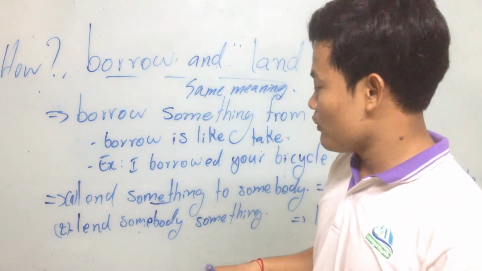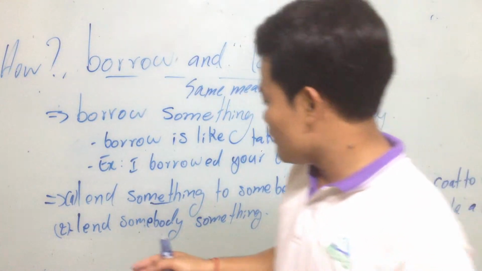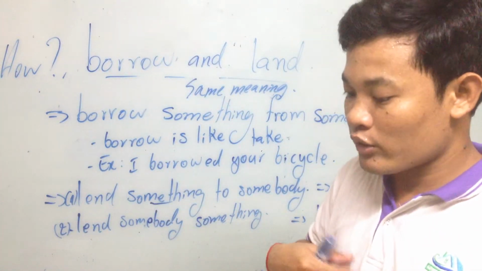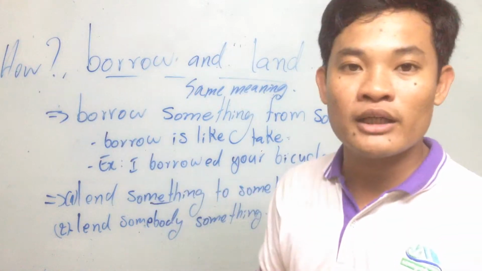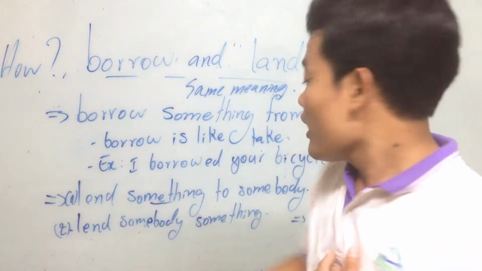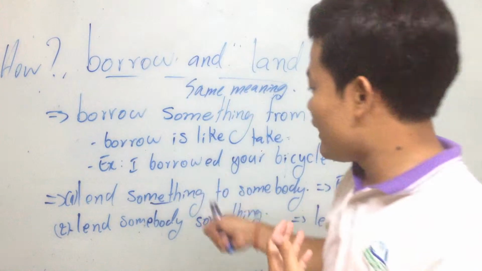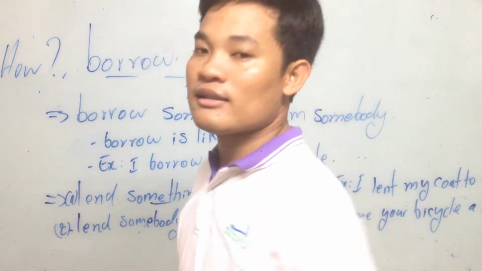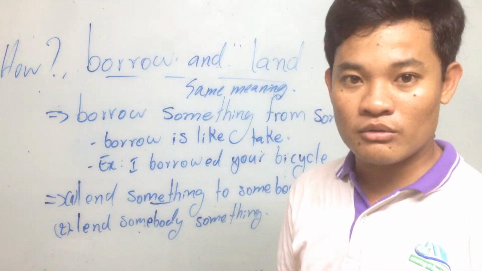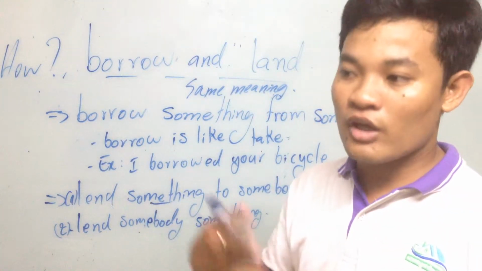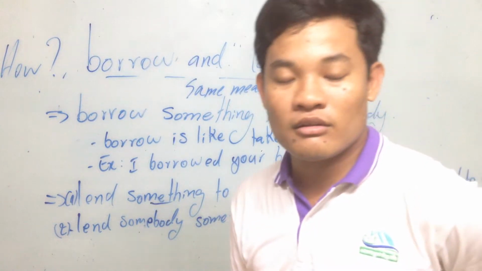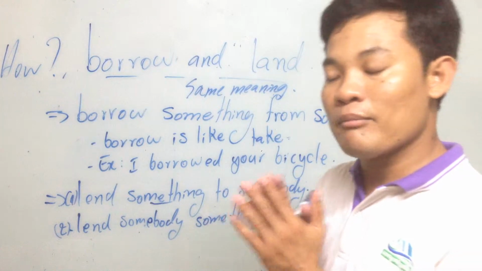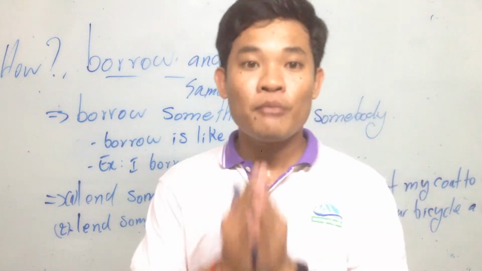Alright. For example, again, lend something to somebody. It means you are going to take it to somebody to lend it. And lend somebody something. It means you are going to ask them to lend it to you. It means when they are here, you are going to lend it and go. That is a bit about the meaning of using lend and borrow.